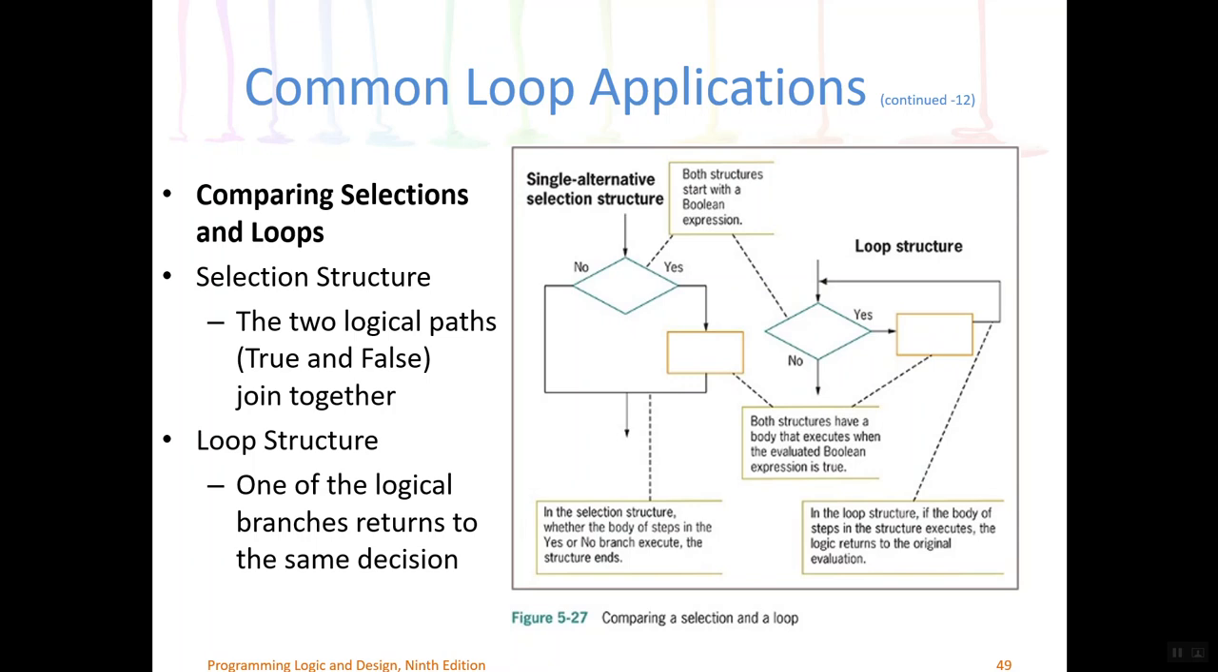The basic difference between a single alternative selection structure, in other words, one where we only have an action in the yes arm, and a loop structure is that the loop structure repeats. Essentially, a loop structure is a single alternative selection structure that repeats.